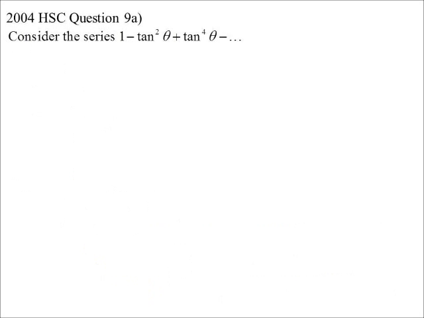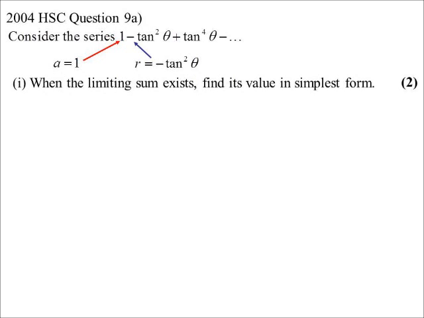And now, a humdinger, question 9A. 2004, this was back in the days when they just had 10 questions. So this is right near the end of the paper. So 1 minus tan squared plus tan to the power of 4. So A is 1. The ratio is negative tan squared. First part of the question is find the limiting sum. Notice they say when it exists, because it is possible for tan squared theta to be bigger than 1. So we say, well, when tan squared theta is less than 1, that's what this is basically saying, formula exists.